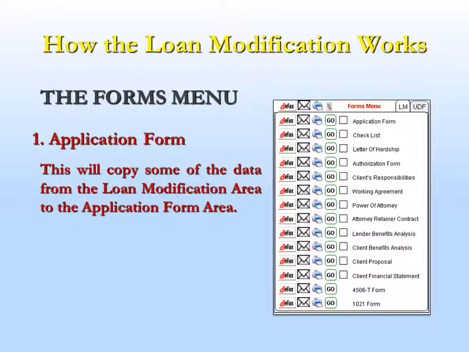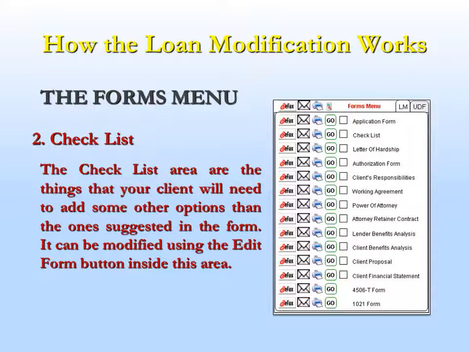Application Form. This will copy some of the data from the Loan Modification Area to the Application Form area. Checklist. The checklist area lists the things that your client will need to provide, and you can add other options besides the ones suggested in the form. It can be modified using the Edit Form button inside this area.